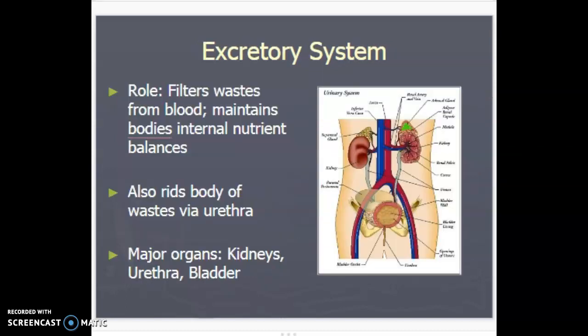The next is the excretory system. It's going to help filter the waste from the blood, and that's going to help you maintain the body's internal nutrient balance. It's going to get rid of wastes through the urethra, and some of the major organs are the kidneys, the urethra, and the bladder.